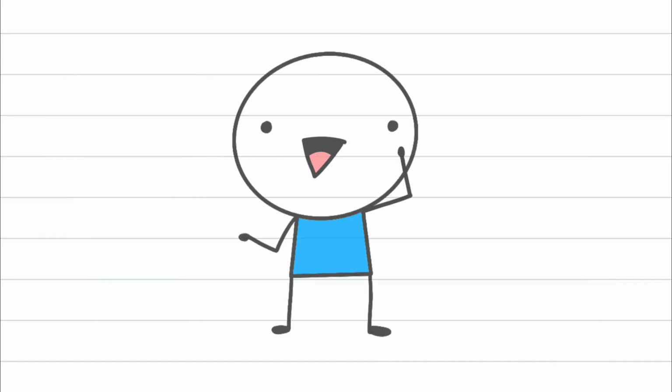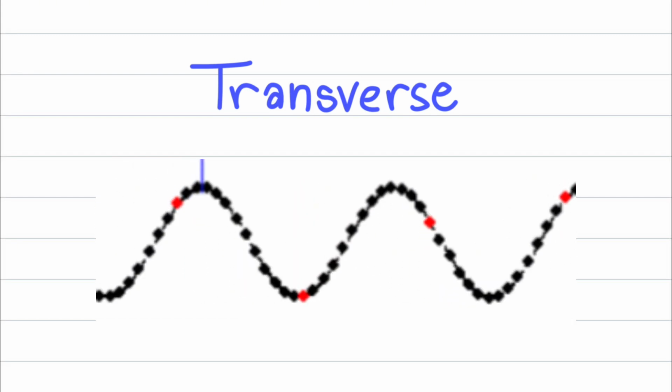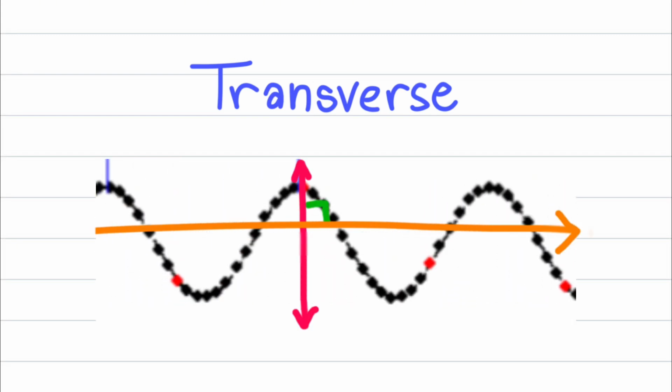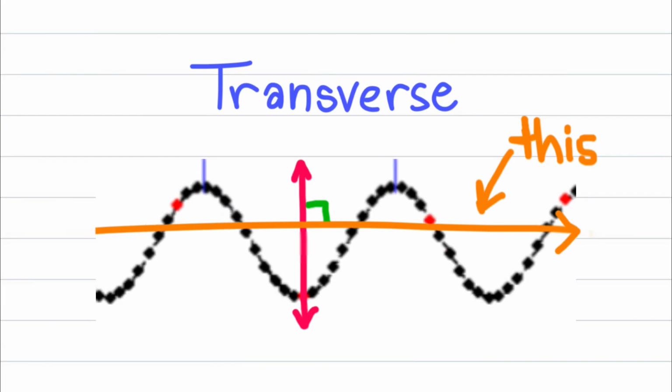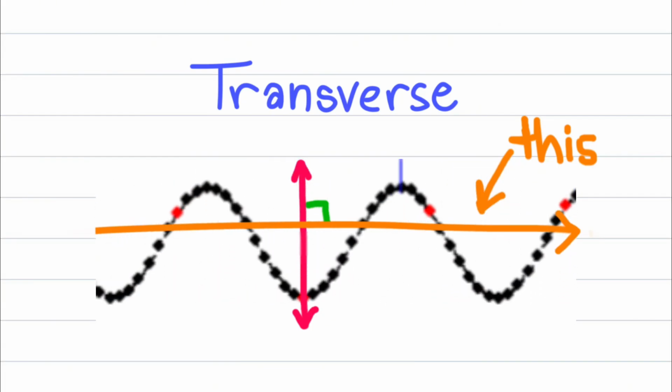There are two basic wave types, transverse and longitudinal waves. Transverse waves oscillate or vibrate perpendicular or at right angles to the direction of propagation or the direction of energy transfer, where the energy is headed. You can think of it as two people whipping a rope up and down, holding it from opposite ends.